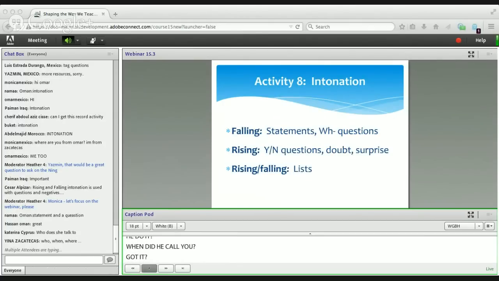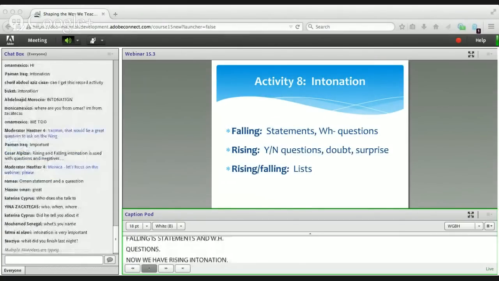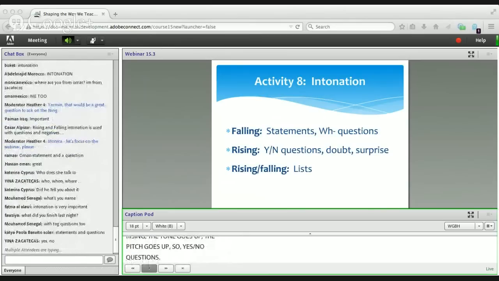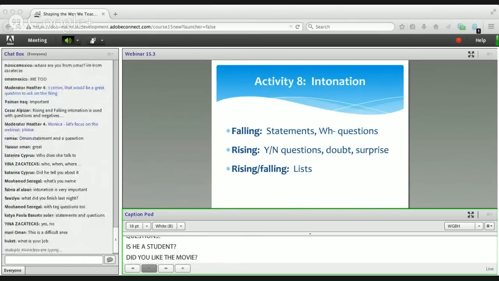Now we have rising intonation. Rising, the tone goes up, the pitch goes up. So yes/no questions. Is he a student? Did you like the movie? Did you get a good grade on the quiz? Do you have a pet?